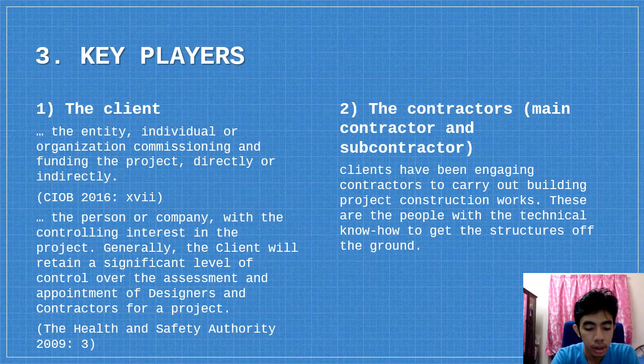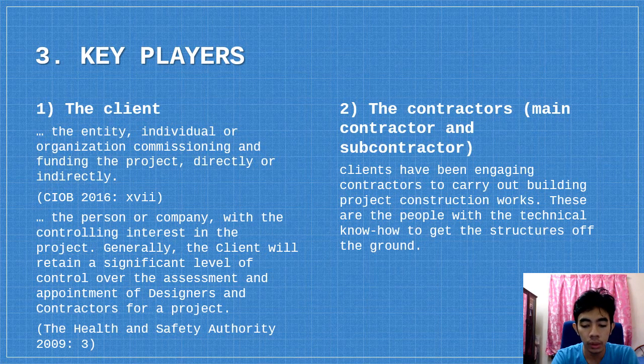The third criteria in this presentation is about key players. There are many stakeholder organizations in the construction industry. Here we have listed the construction organizations that play an important part in the realization of construction projects. First one is the client. The first type of construction organization is the client-based organization.